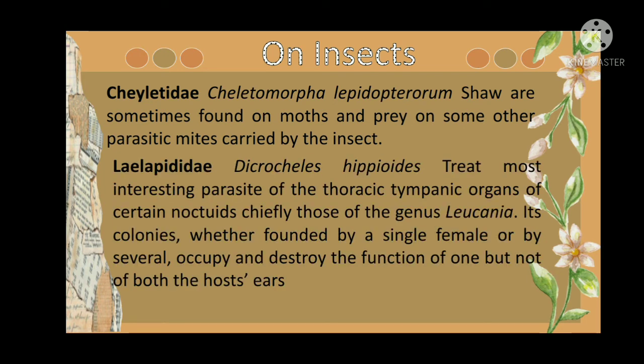Laelapidae, ear moths, are interesting parasites of the thoracic tympanic organ of certain noctuids, chiefly those of the genus Leucania. Its colonies, whether founded by a single female or by several, occupy and destroy the function of one but not both of the host's ears.